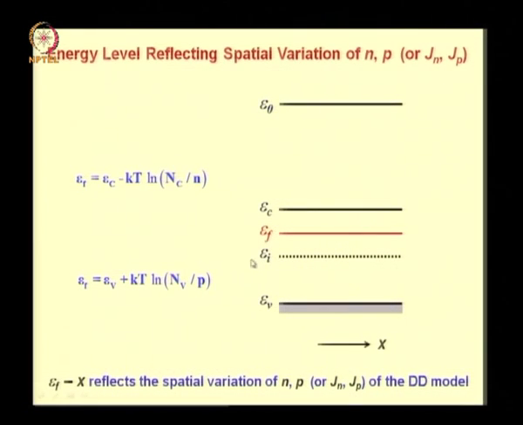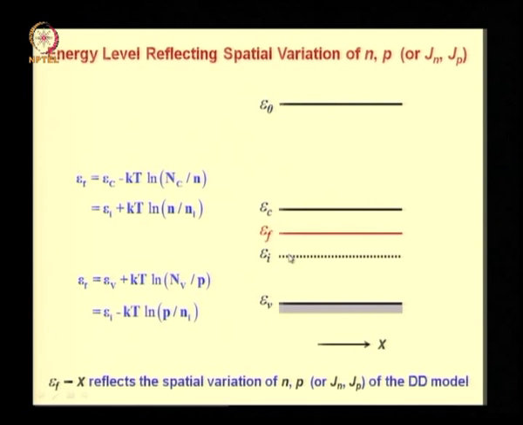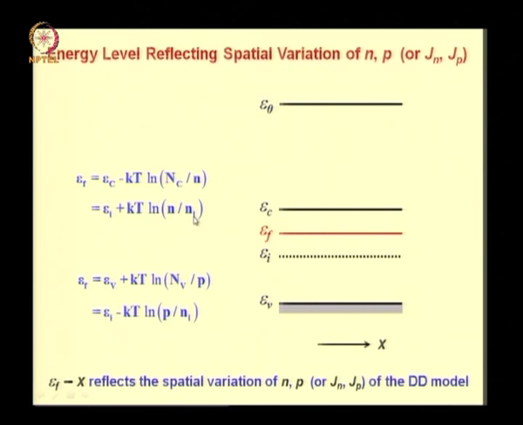Now the EI has the following utility. You can express the Fermi level with reference to EI. So in an n-type semiconductor, as for example the semiconductor shown here, EF is above EI, and therefore EF is given by EI plus KT ln N by Ni, and the same EF can be written in terms of hole concentration as EI minus KT ln P by Ni.